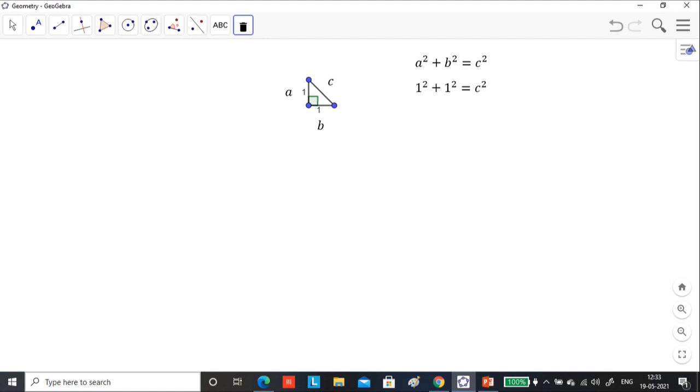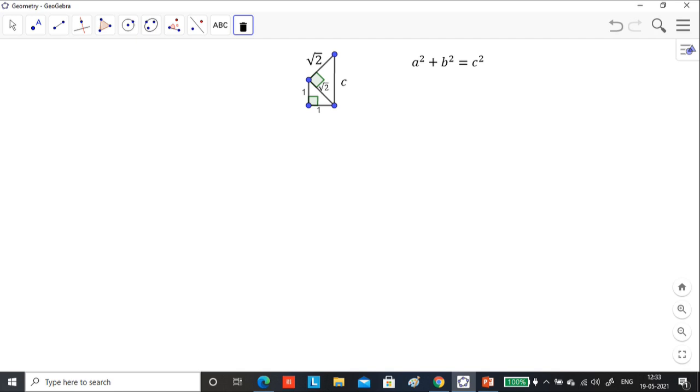hypotenuse squared. And 1 squared is just 1. So we know that C squared is 2, meaning that C, the hypotenuse, has a length of square root of 2. Now we can substitute that in. We know that length now, and we add the next triangle.